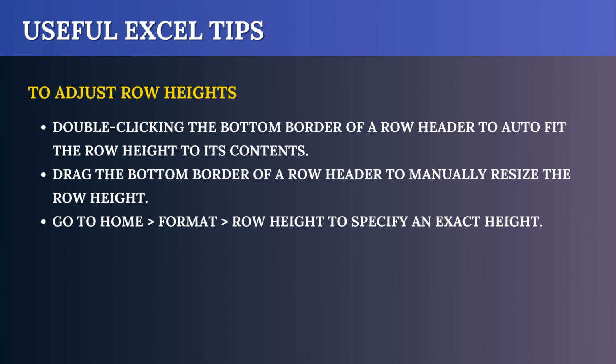To adjust row heights, we double-click the bottom border of a row header to auto-fit the row height to its contents. Then we drag the bottom border of a row header to manually resize the row height. Then we go to Home, then Format, and select Row Height to specify an exact height.